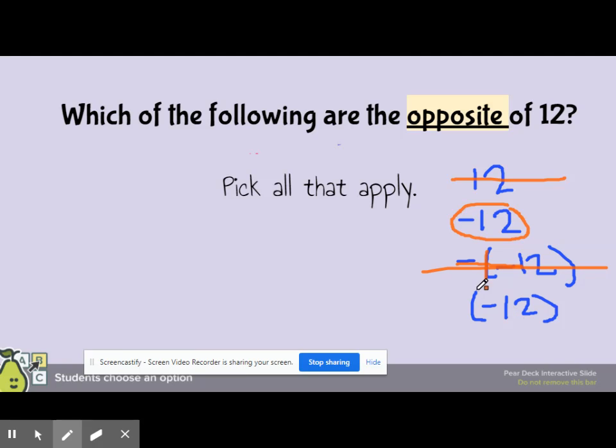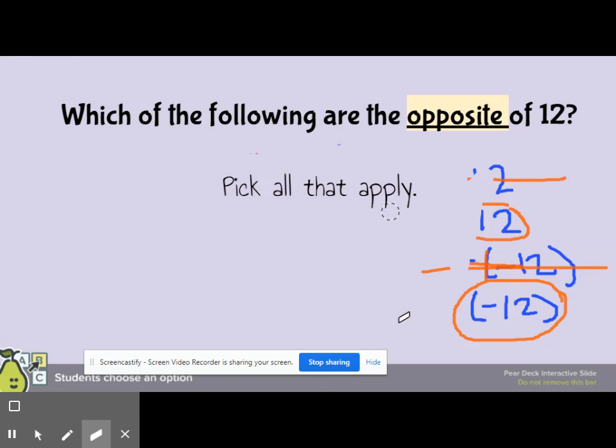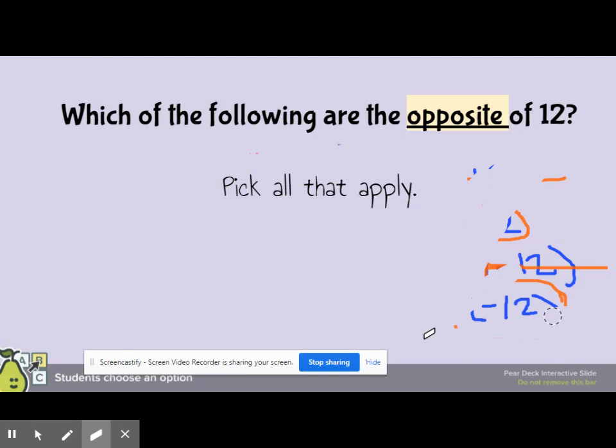This is just a -12. It just has parentheses around it. So these two are the opposite of 12. Okay? Opposite. Same number, one's positive, one's negative. But sometimes that negative's in disguise. Or that positive's in disguise. So let's try another one just like that, dealing with opposites.